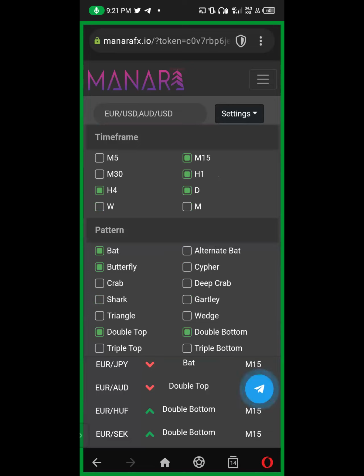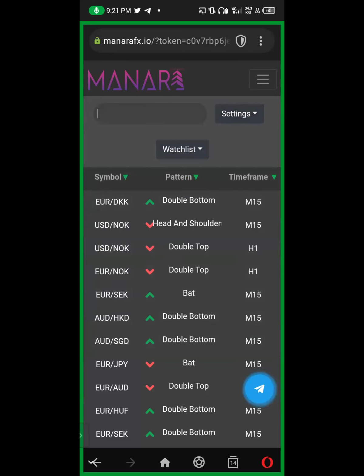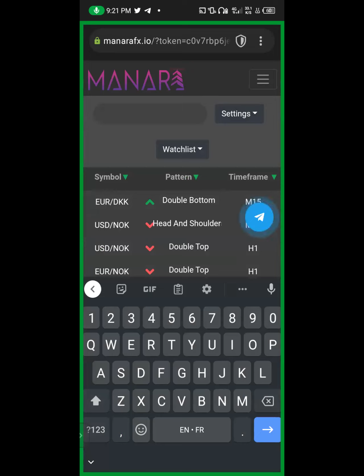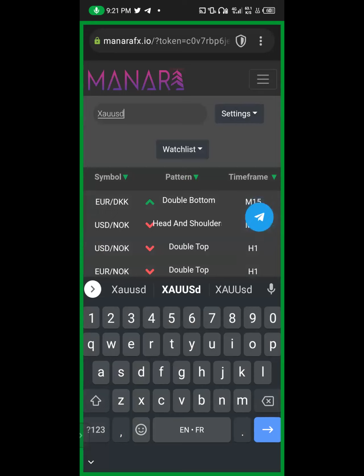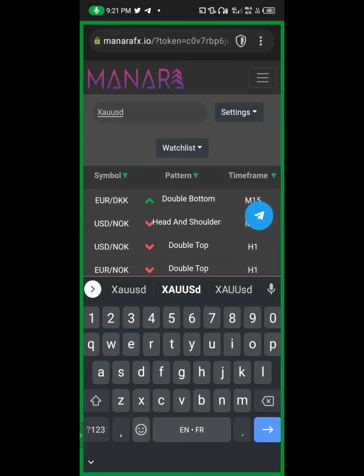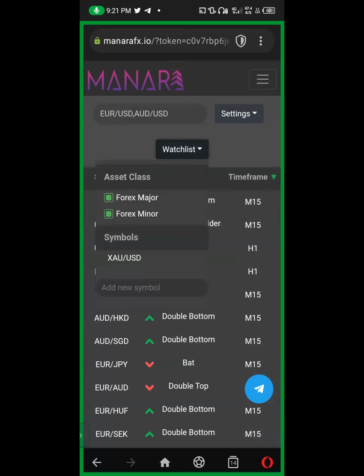To Manara. Now here is the watch list. If you want to add some things that are not on that security setup, then you can add, like, XAUSD, gold. Okay? You can add it, but I've already added it. That's why it's not showing, I guess. So it's not showing here because I've already added it. The gold is here already.